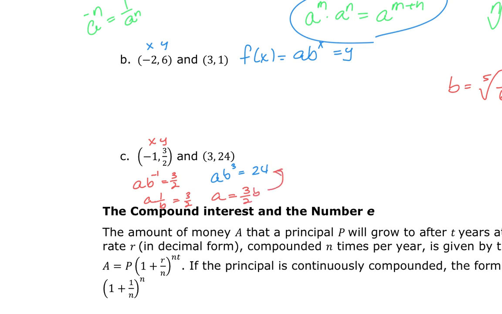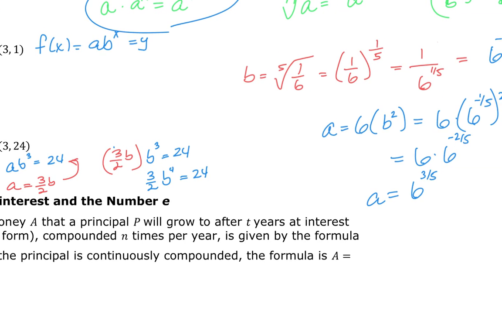So I have 3/2 multiplied by B is my replacement for A. And I have B cubed is equal to 24. So 3/2 B to the 4th is equal to 24. So I'm going to multiply both sides by the reciprocal, 2/3. And I have B to the 4th is equal to, well, this is going to cancel to give me 8. This is going to give me 16. So B is the 4th root of 16, which is much lovelier than my last example.